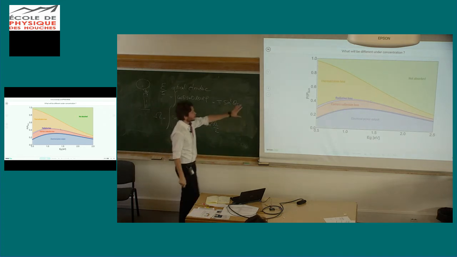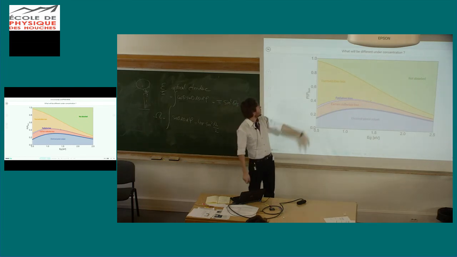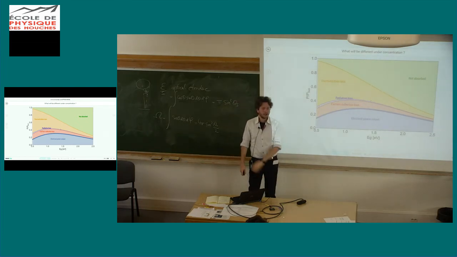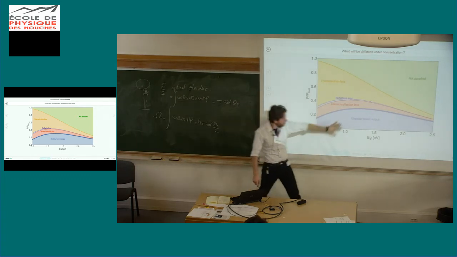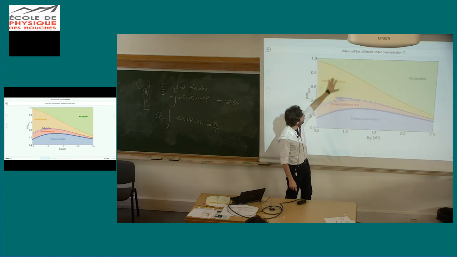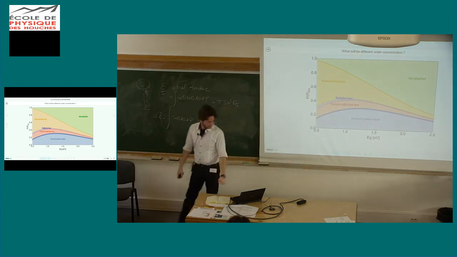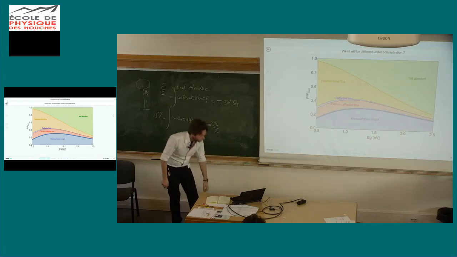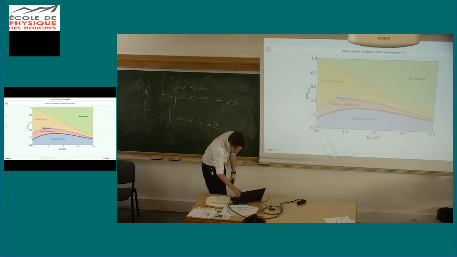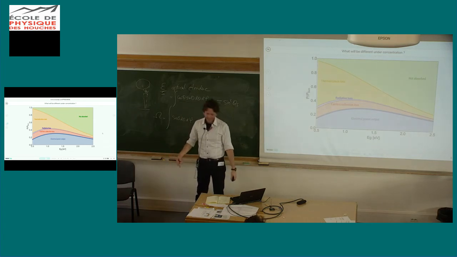This here was the graph for Shockley-Queisser under one sun. I'm going to make the same graph with Shockley-Queisser under concentration. What is going to change in this graph? Do you think it's this thing which is going to change, that thing, that, this? What is going to be different? For now, we have 2 answers. 3 piling up.